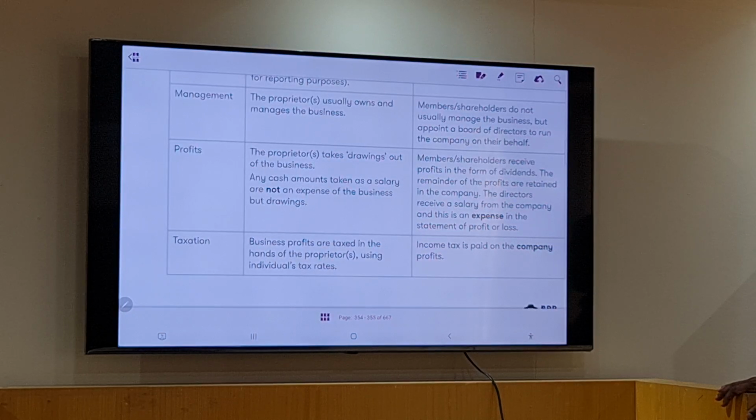Profits, the proprietor takes drawings out of the business. Whereas members may take dividends. The directors receive a salary from the company and this is an expense. Taxation, business profits are taxed in the hands of the proprietor using the individual tax rates. Income tax is paid on the company profits. You understand the difference of the last point? If it's a sole trader, you don't have tax for the business. You have tax for that person, Mr. A, Mr. B, like that. But if it's a limited liability company, income tax is for the business, not for the shareholders.